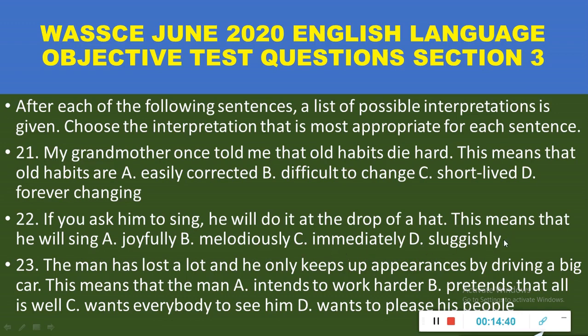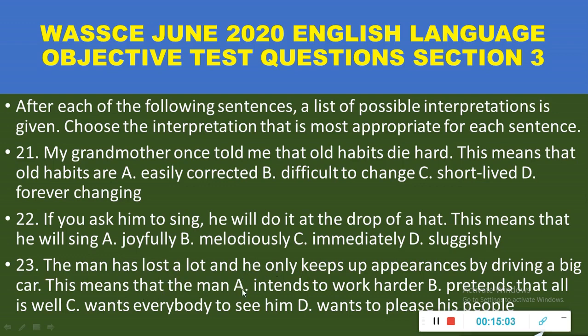D, sluggishly, no. Immediately, that's the correct meaning. So something you do at the drop of a hat is something you do immediately without any hesitation at all. Question number 23. The man has lost a lot and he only keeps up appearances by driving a big car.